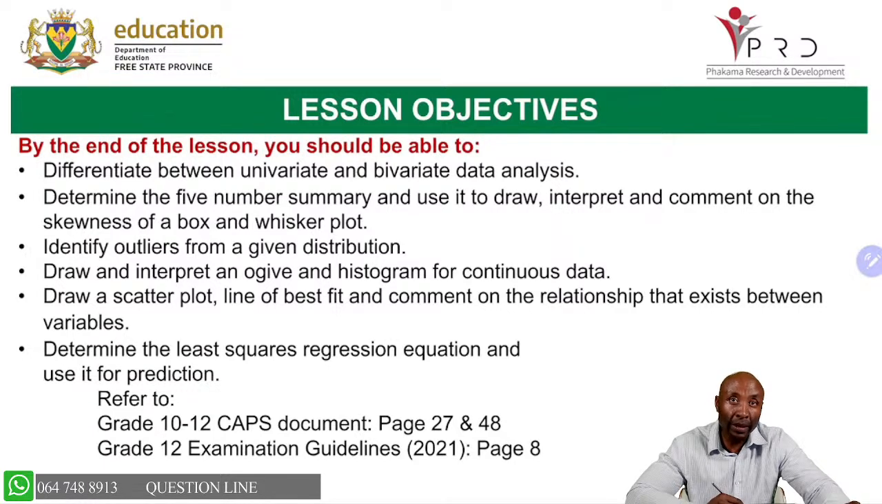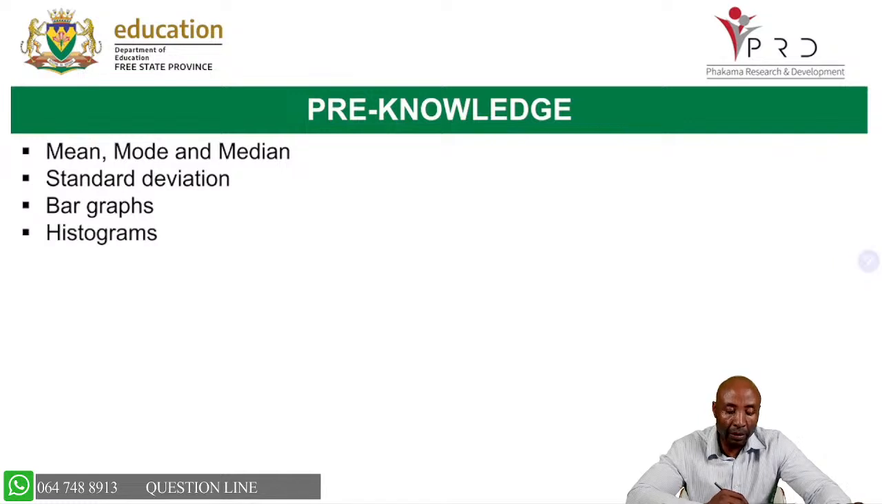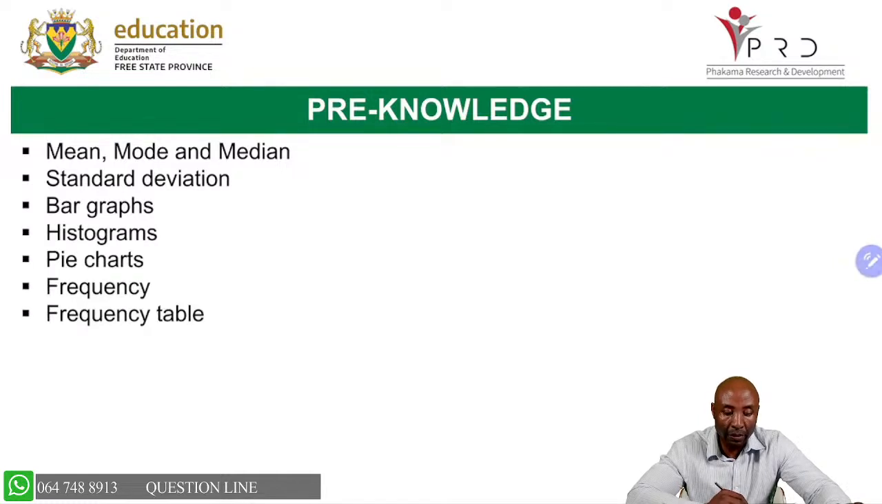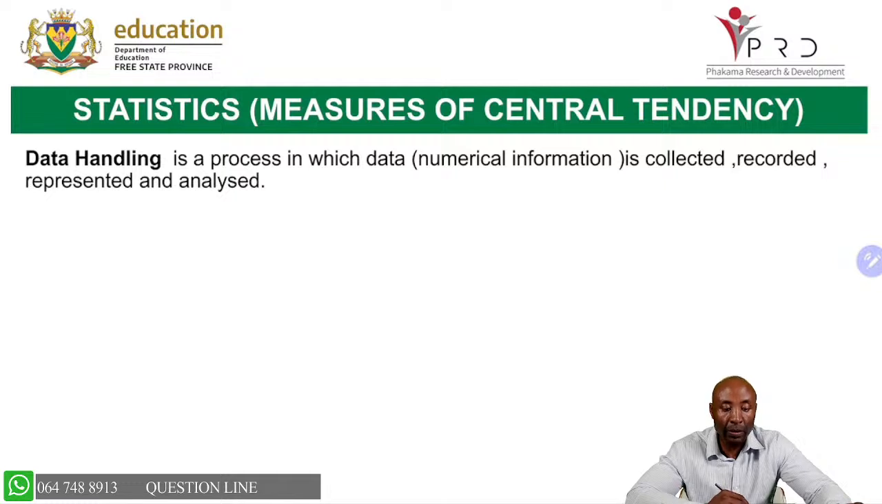Bivariate, it means you are comparing two variables that are related. So we determine the least squares regression equation, and we use it for prediction, as well as we should also use our correlation coefficient to comment on the relationship between the two variables. Let's move forward. Our pre-knowledge, we know a mean, mode, median, standard deviation, we know bar graphs, histograms, pie charts, frequency, we know frequency tables, we know our stem and leaf diagrams, ogives, cumulative frequency, scatter plots.